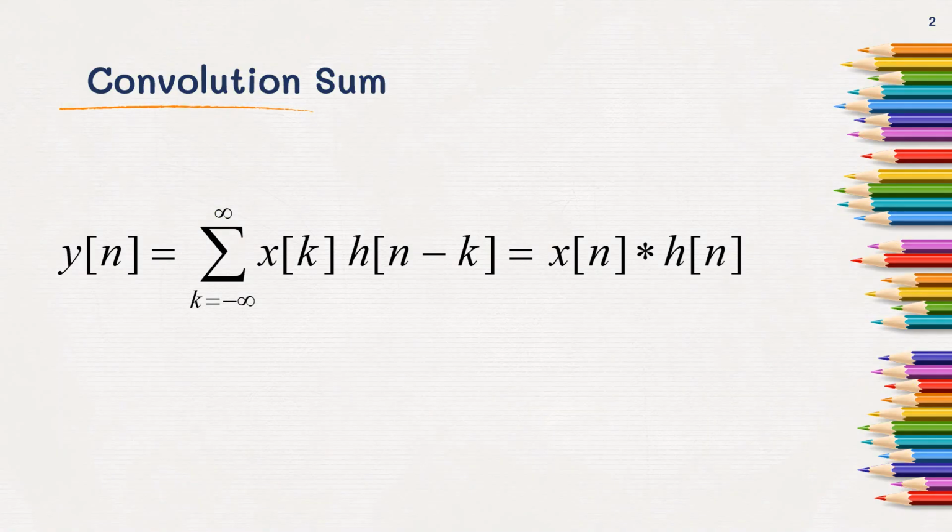Right, let us see the formula of convolution sum. How do you express a convolution sum? y of n is equal to summation of k is equal to minus infinity to infinity x of k into h of n minus k. Mathematically, the symbol used for convolution sum is x of n convolved with h of n. The star is the symbol used to represent convolution operation.